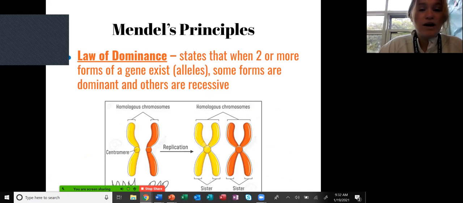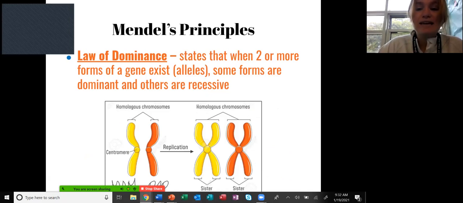Then we've got the law of dominance. This states that when two or more forms of a gene exist, so we have homologous chromosomes, then we have the alleles within the homologous chromosomes from mom and dad. Some forms are dominant, others are recessive.